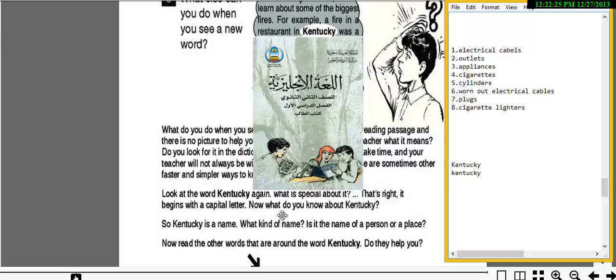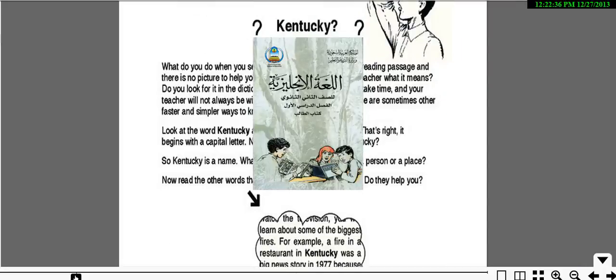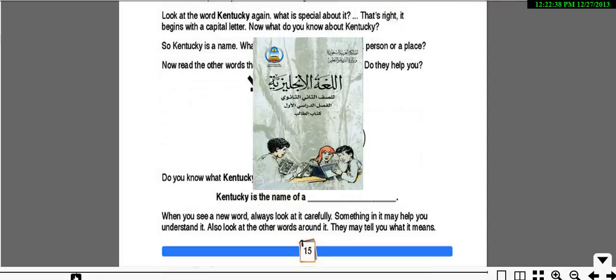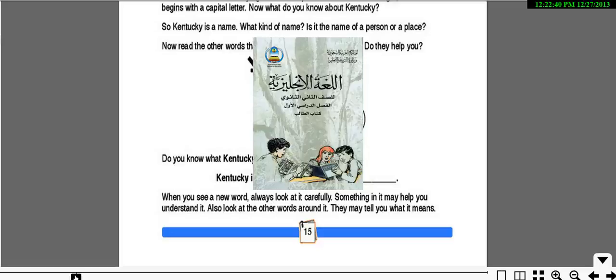Now, what do you know about Kentucky? So Kentucky is a name. What kind of a name? Is it the name of a person or a place? Now read the other words that are around the word Kentucky. Do they help you? Well, let's see. When you see a new word, always look at it carefully, and sometimes something in it may help you understand it. Also look at other words around it in order to know the meaning of the word.